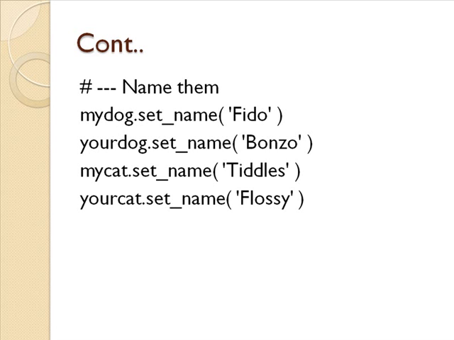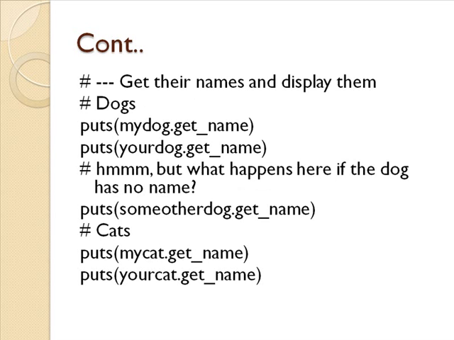Okay, let's name them. my_dog.setName Fido. your_dog.setName Bonzo. my_cat.setName Tiddles. your_cat.setName Flossie. Okay, now we'll get their names and display them. First of all, we'll get the names of the dogs. puts my_dog.getName. puts your_dog.getName. What happens if the dog has no name? puts some_other_dog.getName. Okay, let's get the names of the cats. puts my_cat.getName. puts your_cat.getName.